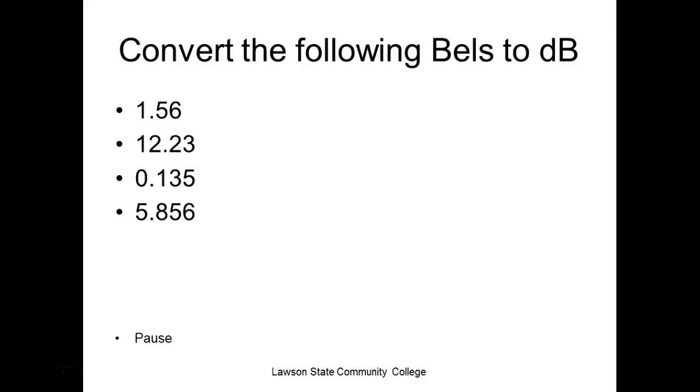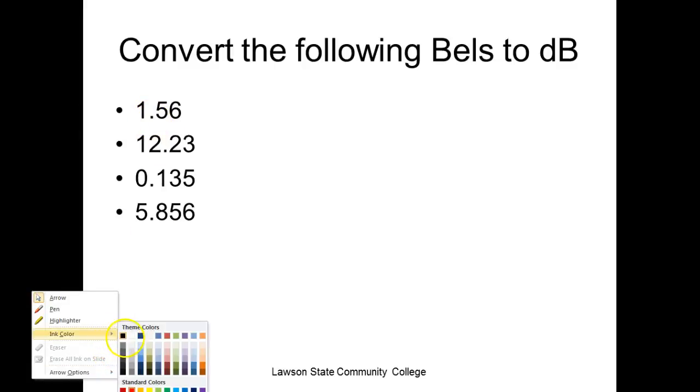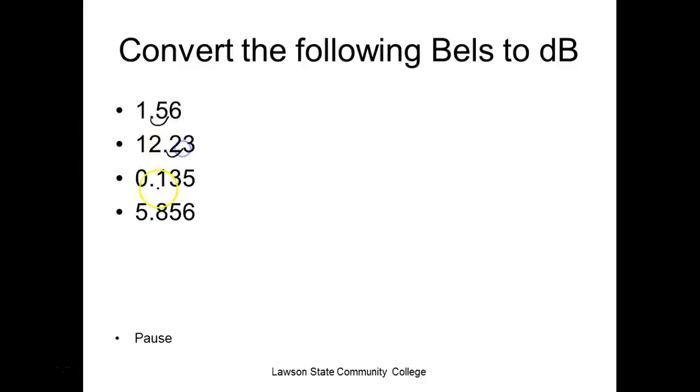So convert these bels, convert those over to dB. What y'all got? Should be able to do it in your head. 15.6. 122.3. 1.35 and 58.56. Okay? James? Just move the decimal point to the right once. Yeah, just move it to the right. So all you have to do to multiply by 10 is just move the decimal point to the right, and you can do that in your head. So just go whoop, whoop, whoop, whoop, and now you've got dB.